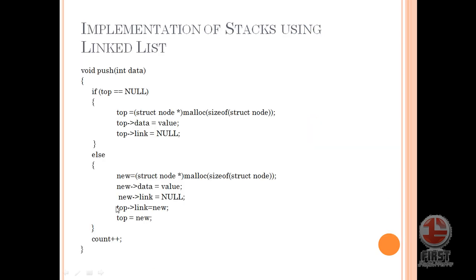Now what happens is the link field of the previous top node, the one which is currently your top node, will contain the address of the new node, that is new, and now top will point to the new node. I hope this is clear, and it is very simple if we understand using a diagrammatic representation. And if we have to count the number of nodes, we can maintain a counter called count, and we can increment it as soon as we insert any node into the stack, right?